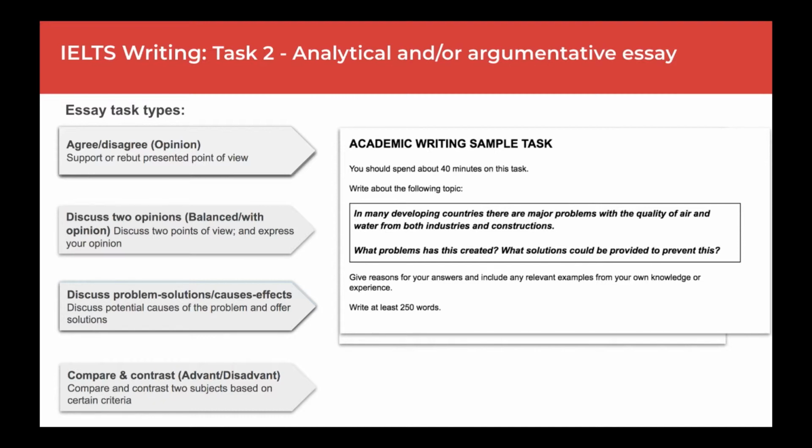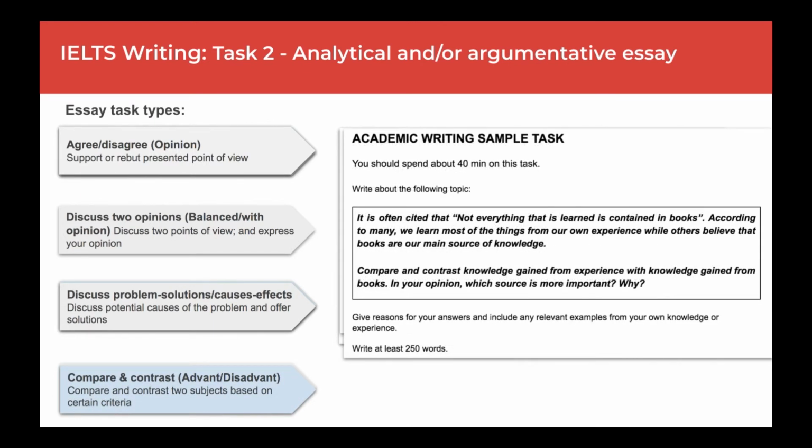And the final one is the compare and contrast type of essay, or also a very frequent version of it where you are asked to discuss advantages and disadvantages of certain aspects. So again, let's take a look at the example. Here we have the lead that not everything that is learned is contained in books. And the alternative form of learning is to learn by doing. So you have to compare and contrast knowledge gained from experience versus knowledge gained from books.